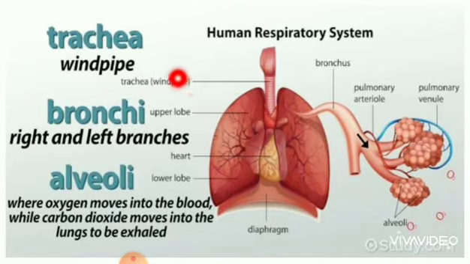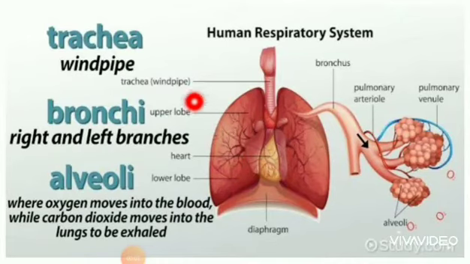Between the pharynx and the trachea lies a small air passage called the larynx, commonly known as the voice box. The larynx has folds of tissue which vibrate with the passage of air to produce sound.